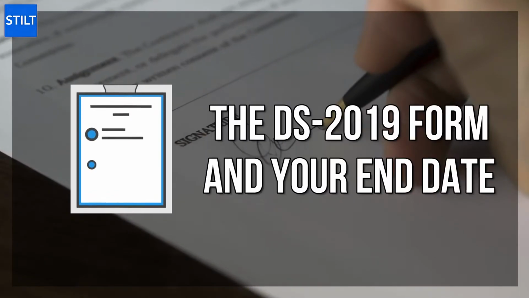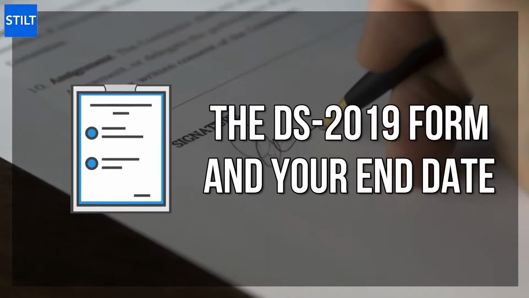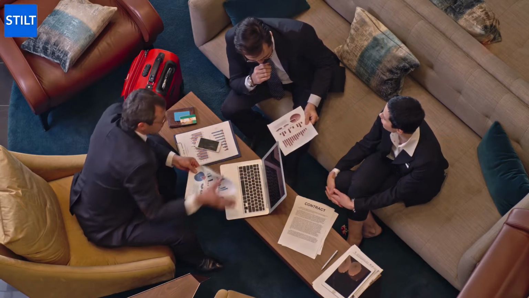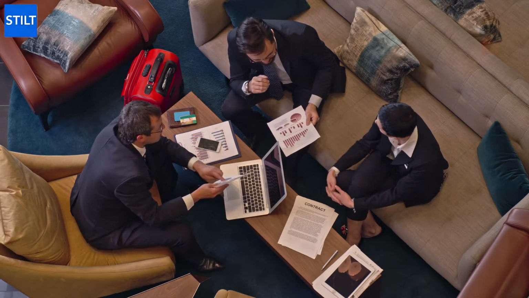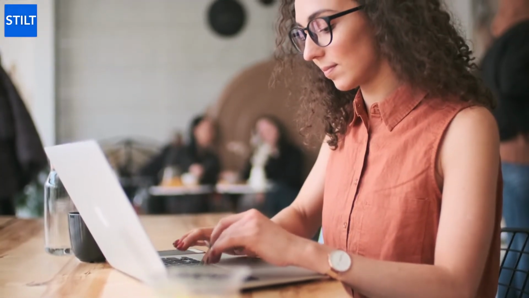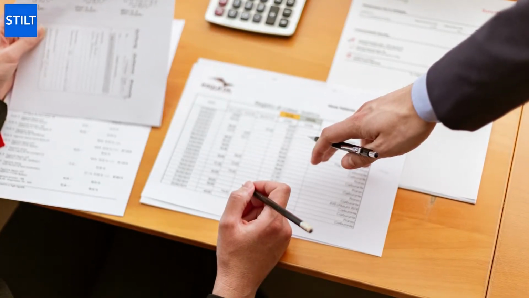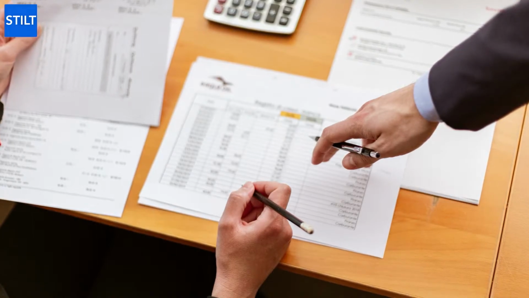The DS 2019 form and your end date. On your DS 2019 document, you might find quite a lot of information that is relevant to you. Page 2 of the document lists some immigration regulations concerning your J1 status. It is very important for you to read the regulations on this page so that you do not come across any surprises. Each DS 2019 form will feature an end date.